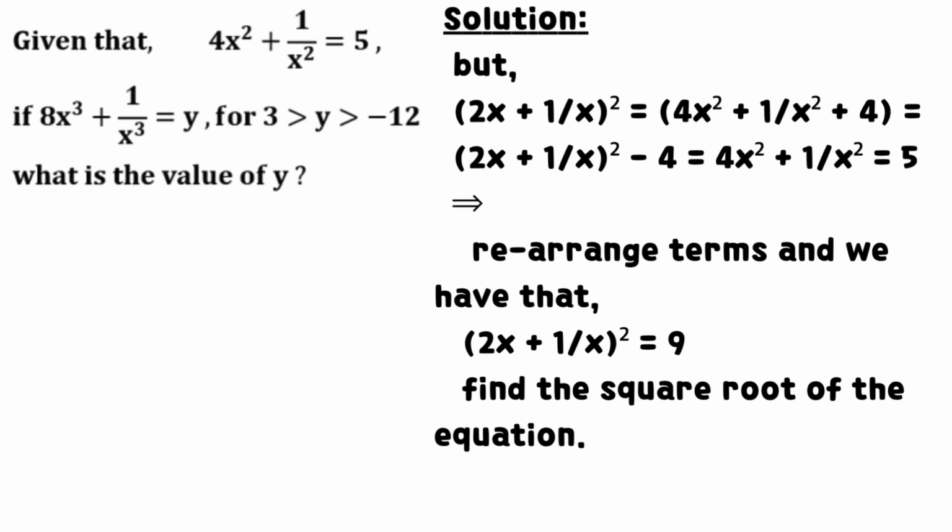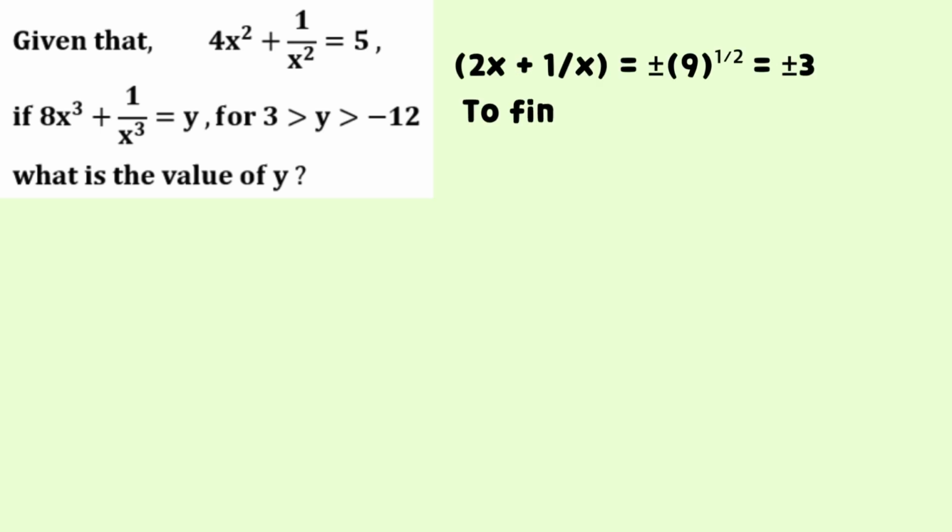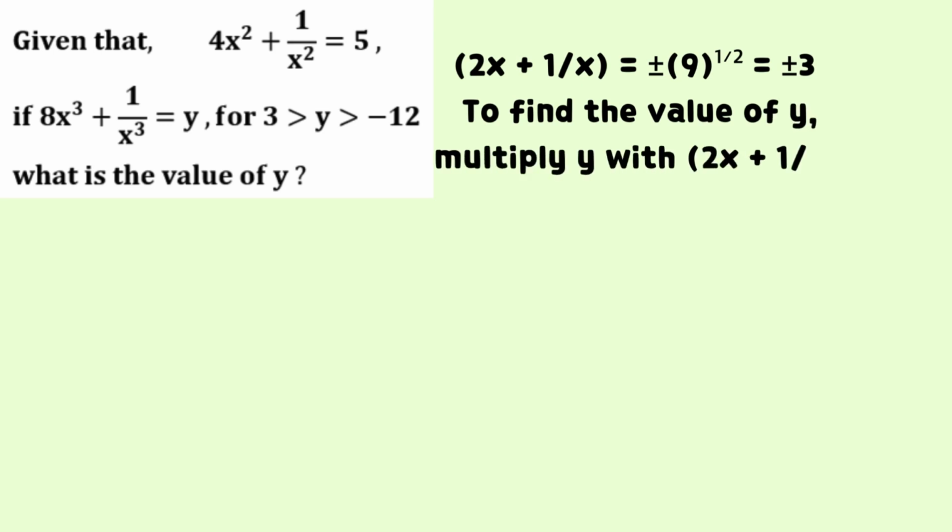Rearrange terms, and we have that the square of the sum of 2x and 1/x equals 9. Find the square root of the equation. The sum of 2x and 1/x equals plus or minus the square root of 9, which equals plus or minus 3.